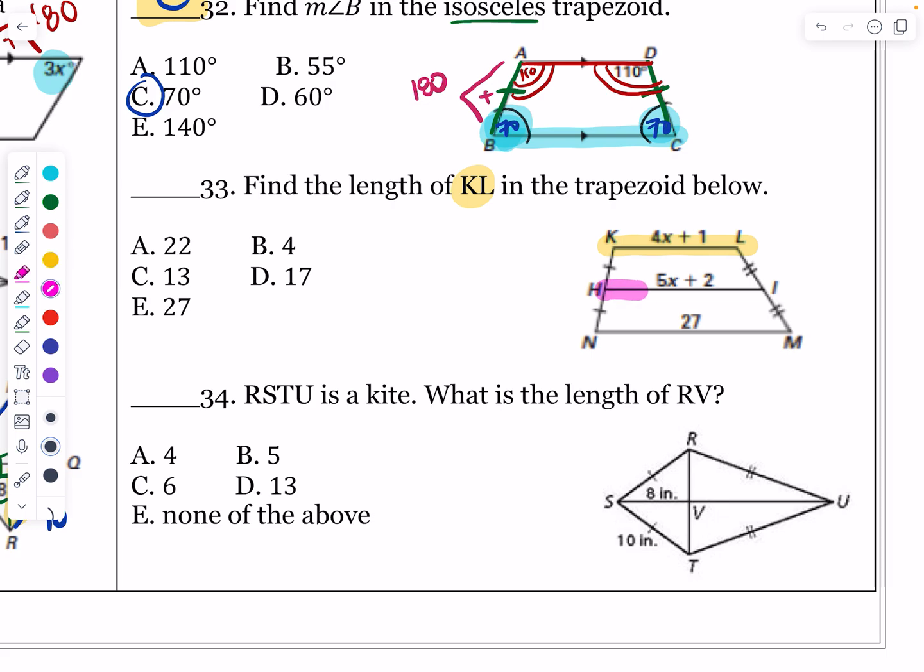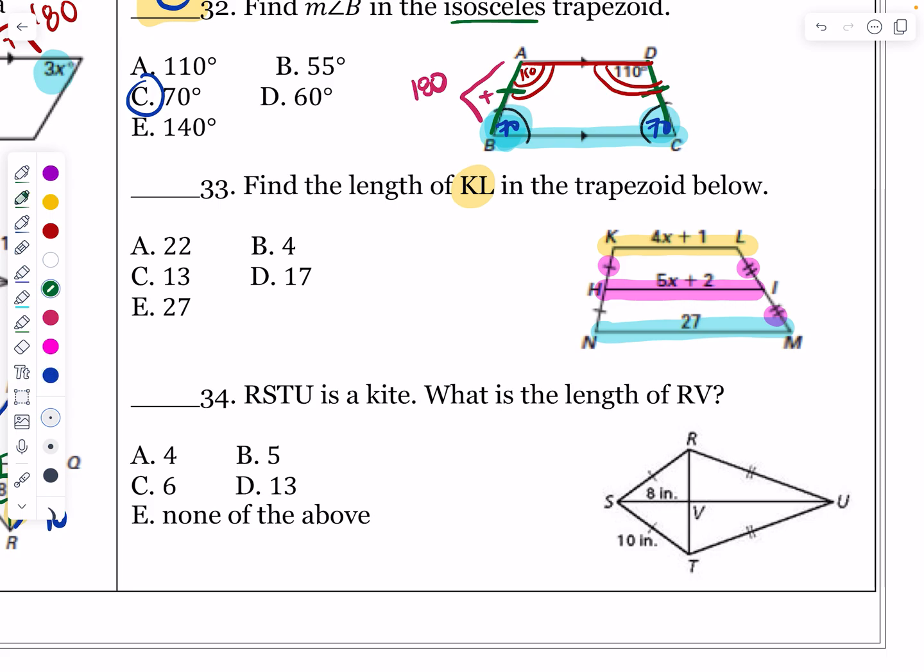And I noticed that H to I is a midpoint, or a mid-segment, because I've got a midpoint here and a midpoint here. That means that that is the mid-segment. And then here's my other base. So let me go to a different color, blue. So yellow plus blue, those are the bases. Yellow and blue are the bases. The pink is the mid-segment.